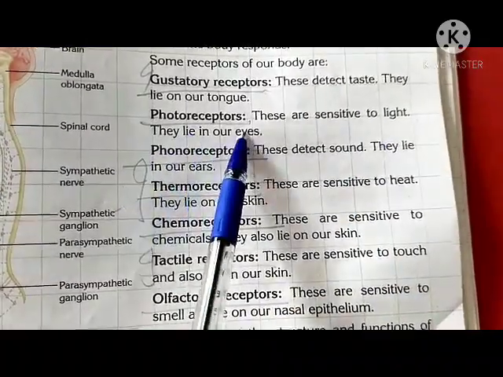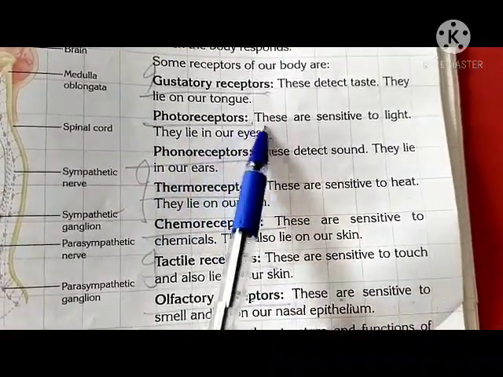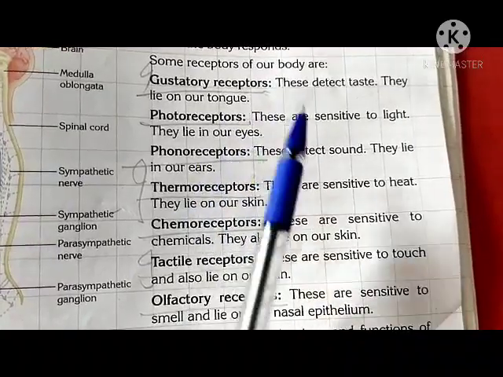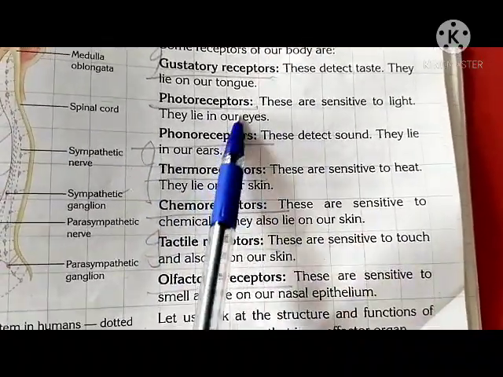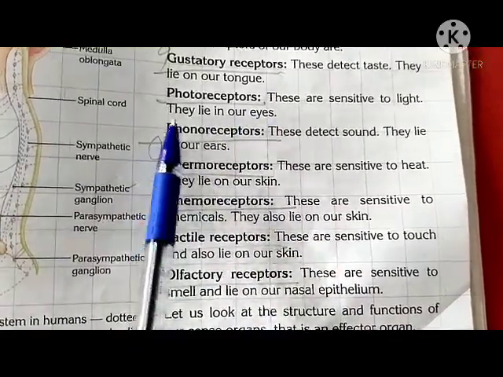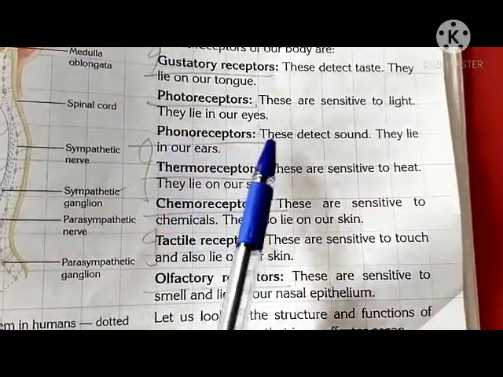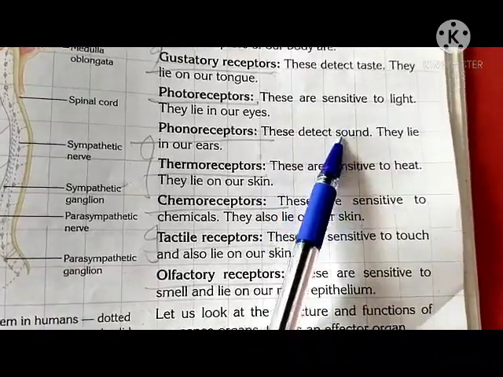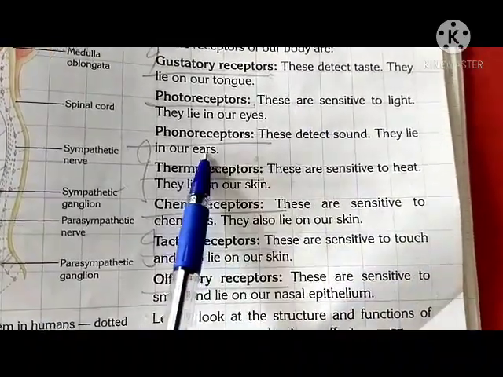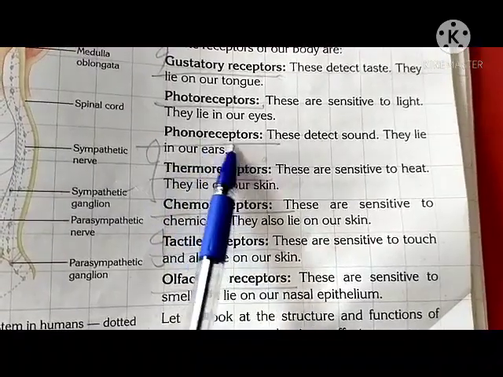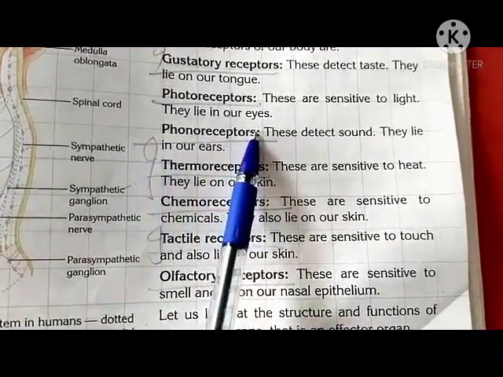They lie in our eyes. So our eyes are the receptor for light. Students, light is the stimulus for our eyes. Now phonoreceptor. These detect sound. Here sound is the stimulus and the receptor for sound is our ear. So our ear contains phonoreceptors.